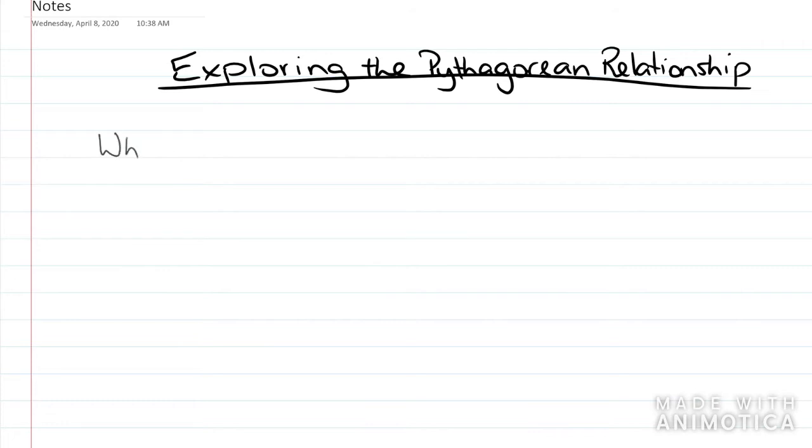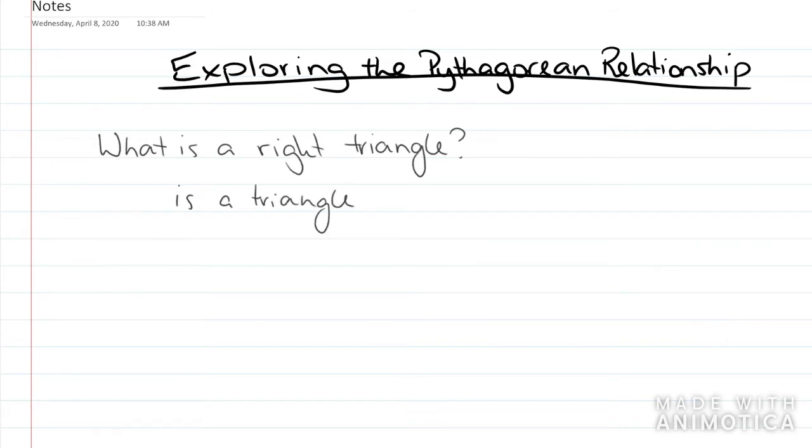So what is a right triangle? A right triangle is a triangle that has a 90-degree angle. And when we have a 90-degree angle, we represent it as a square. So that's a 90-degree angle. When we have a right triangle, the sides actually have names.